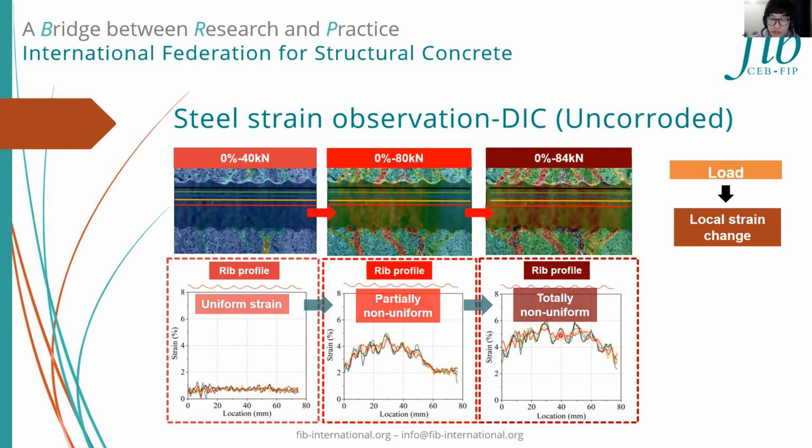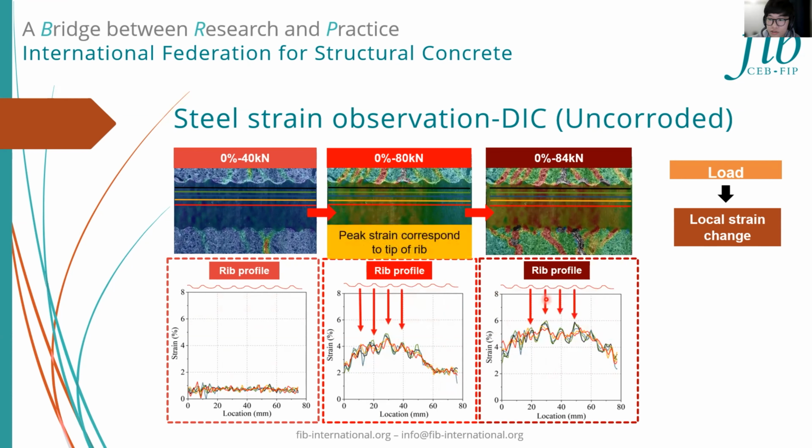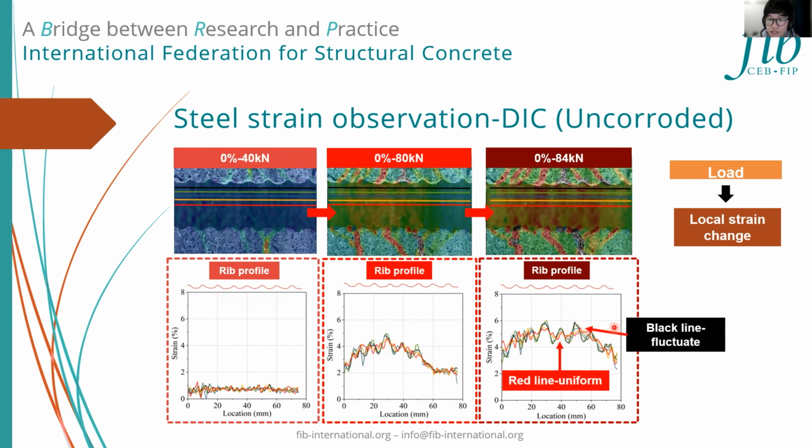We can also observe that the location of the peak strain value in the black line corresponds to the location of the rib tip. In addition, the strain distribution along the red line, which is in the center of the rebar, is flatter than that in the black line. This means this non-uniform local strain only occurs near the interface.